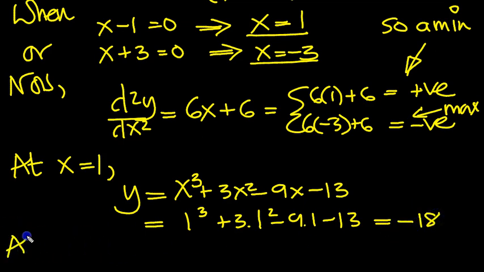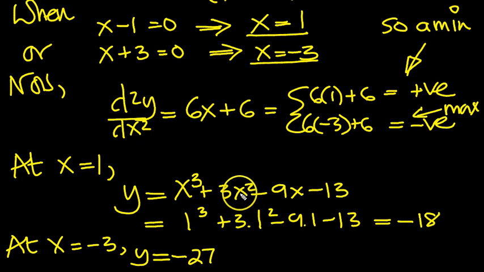And we'll do the other one now while we're at it. At x equals minus 3, y equals, that's minus 3 cubed, which is minus 27. Minus 3 squared is 9. 3 nines are 27, so that's plus 27. Minus 9 times minus 3 is plus another 27. And then you've got minus 13 at the end. So these two cancel. 27 take away 13 is 14.